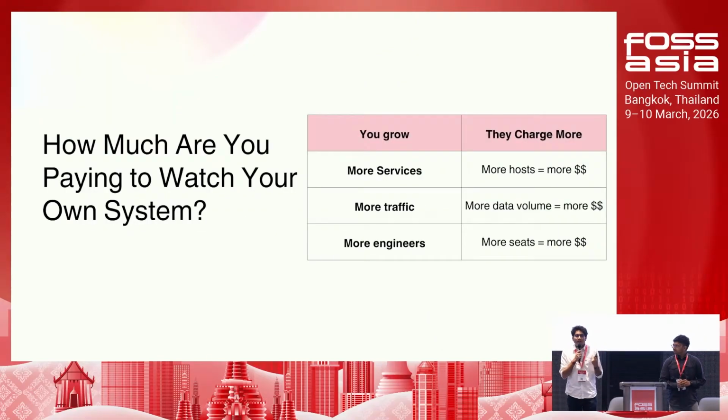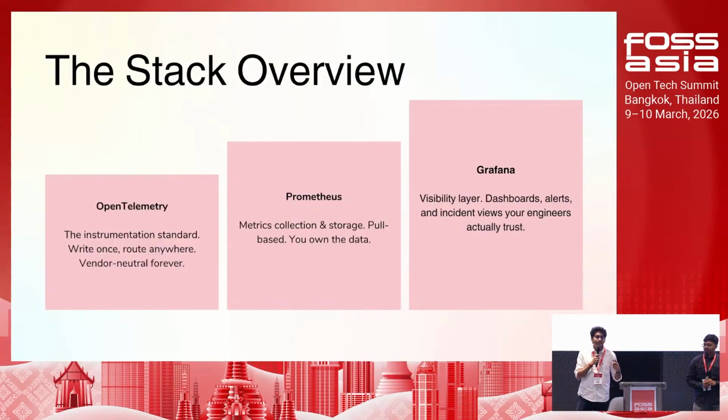Now let's talk about the charges, how these commercial tools charge. It's on services: if you need more hosts, you pay more charges. Then it also depends on your traffic, and the main thing, the more seats. If you look at any other commercial offerings, it can be APM or something else, they're charging based on the seat. So these are some of the approaches that cost the company.